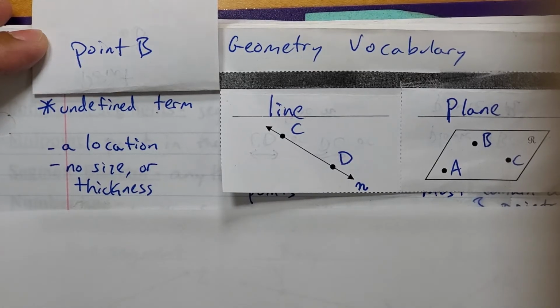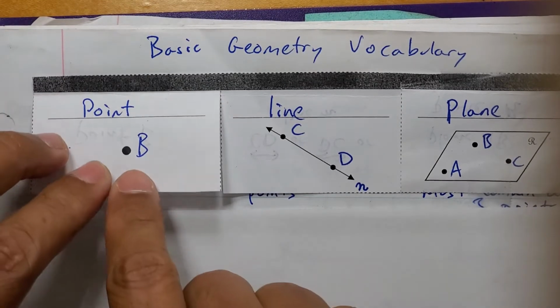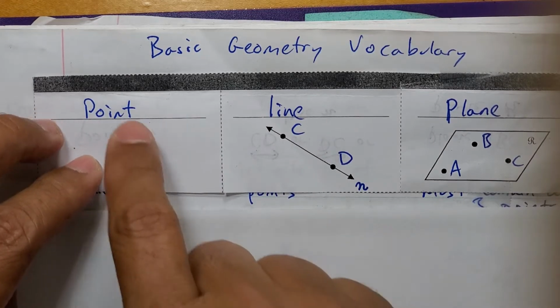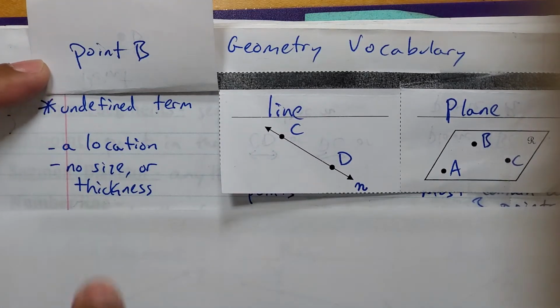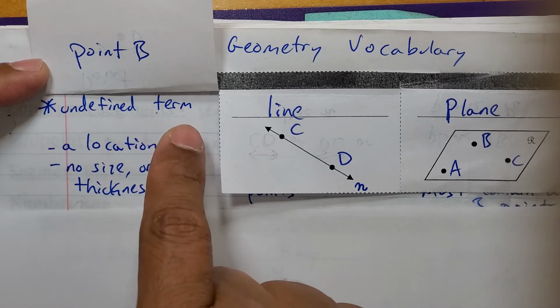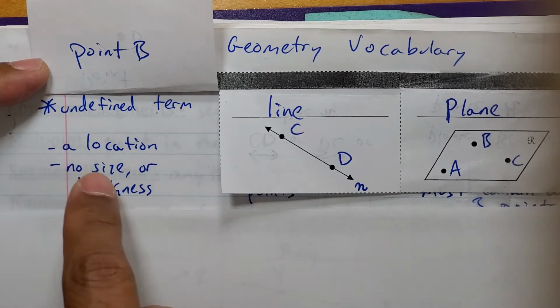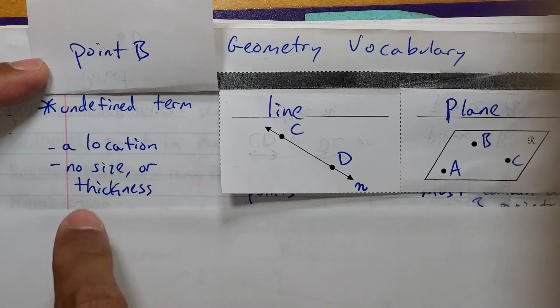Okay, this is the first flap, and notice that I plotted a point. I named this point B, so we would say this is point B, so that would be the name, point B. And this in geometry is an undefined term, and it just helps us represent a location, and it has no sides or thickness.